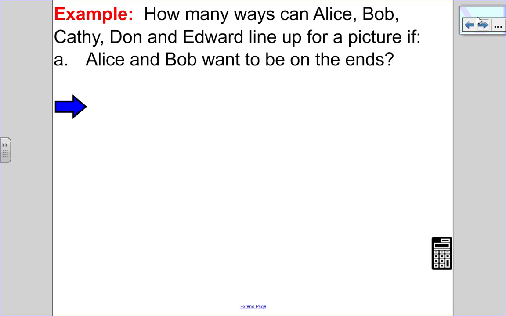Okay, so in this question here, this is our last question, we're going to look at a couple different ways of doing it. We're going to do it with restrictions, and then we're going to do it with grouping and not grouping.